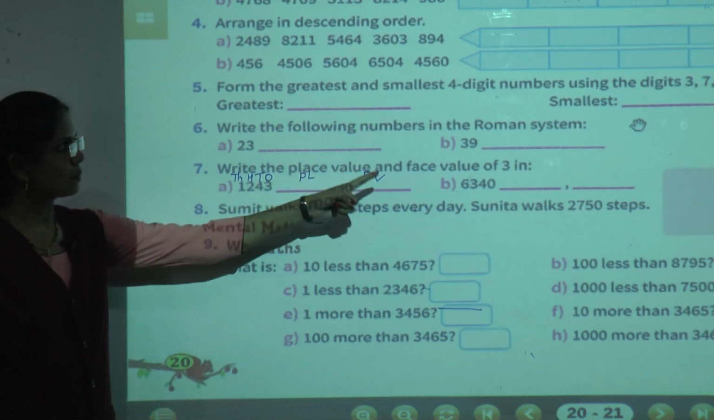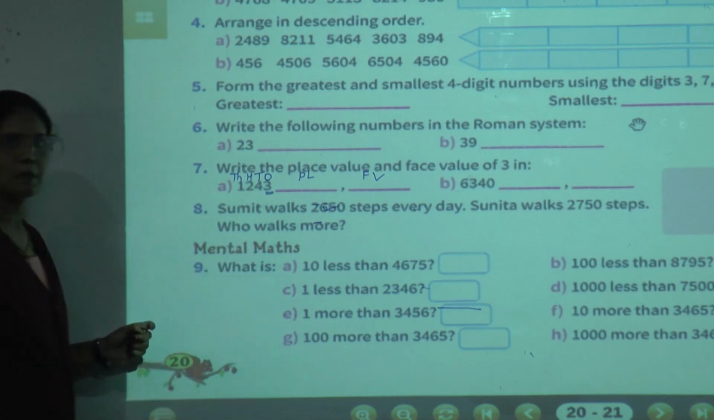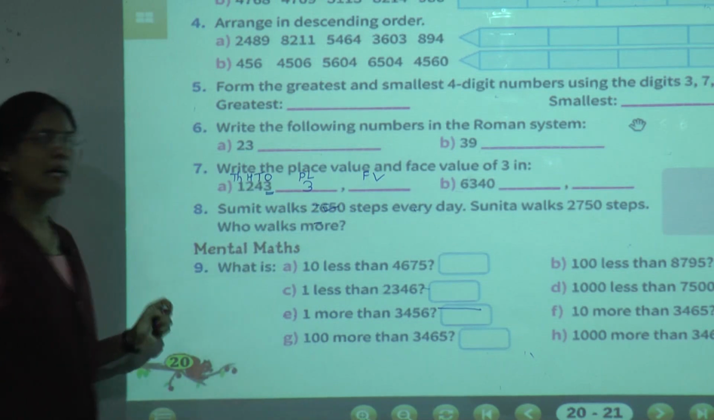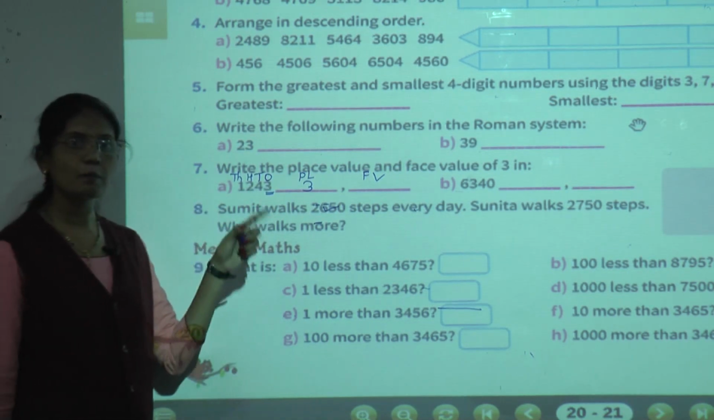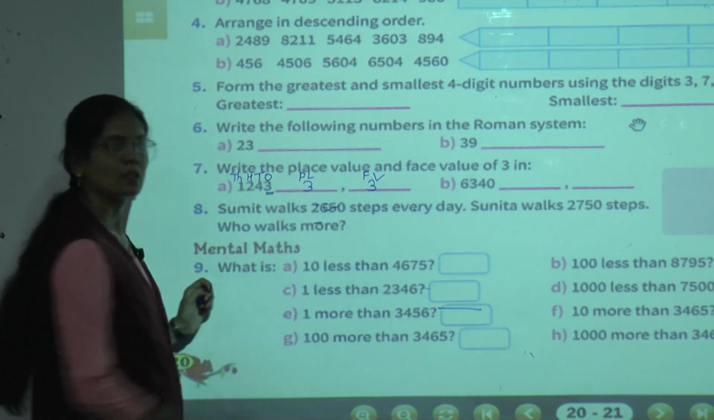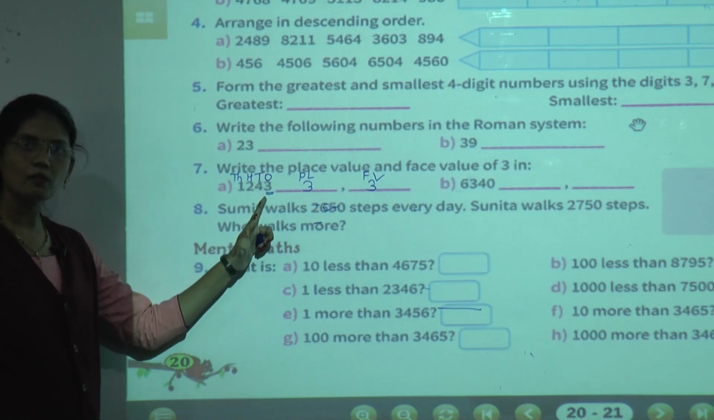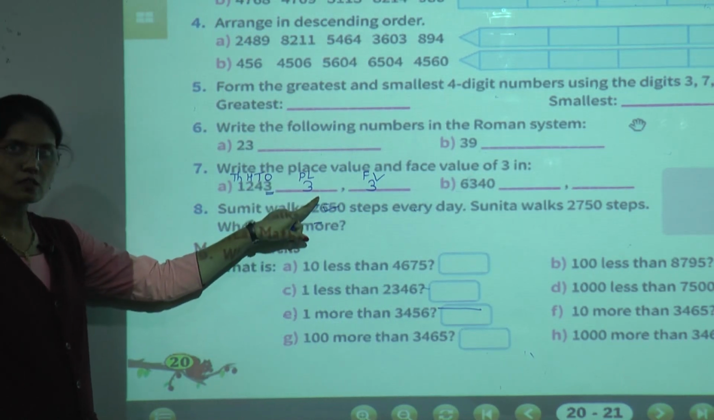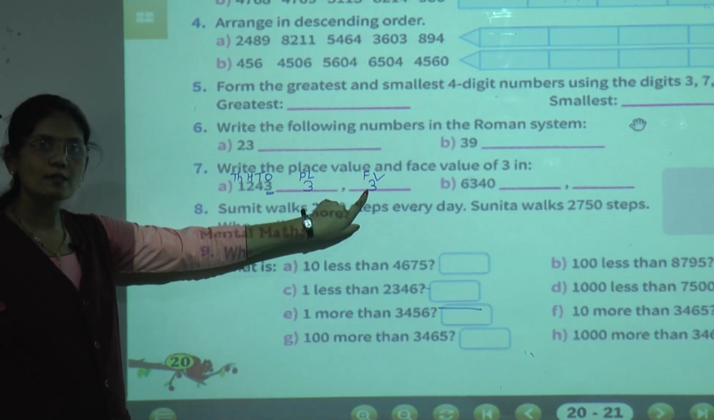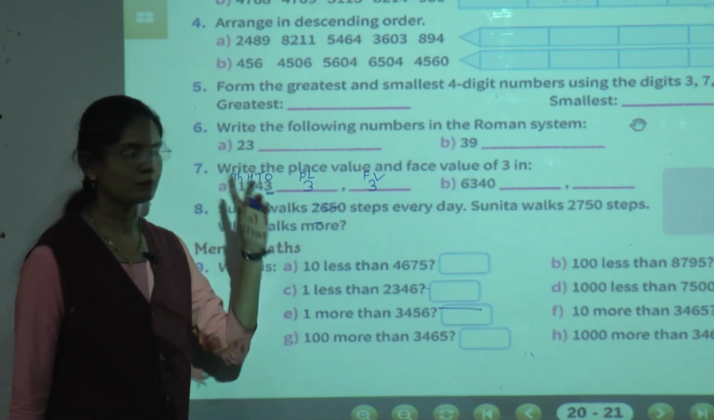Now, what is the place value of 3 in this number? 3 is situated at 1's place, so the place value of 3 is 3. And face value is nothing but the number itself, so face value is also 3. Place value of this 3 is also 3 because it is situated at 1's place. The face value means the number itself, so the face value will also be 3 only. Here place value and face value come out the same.